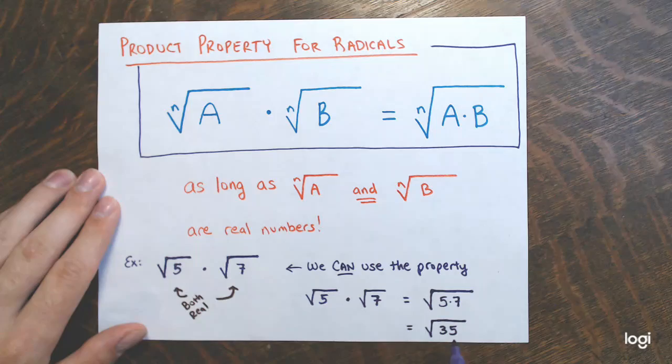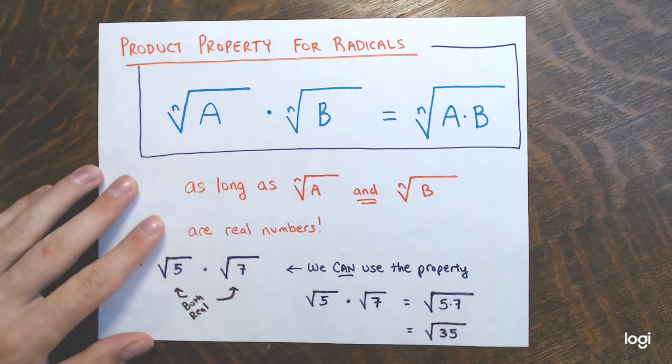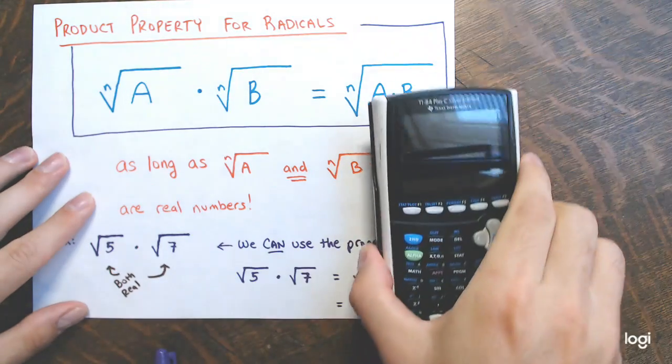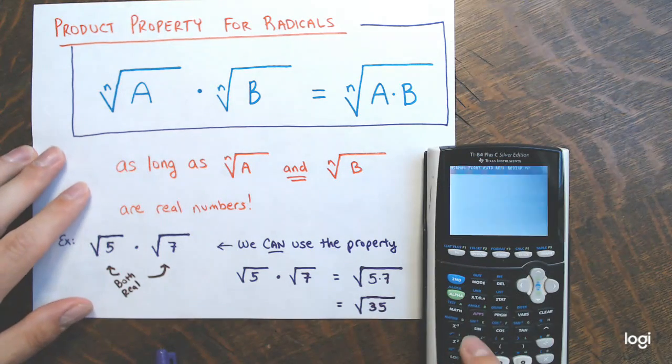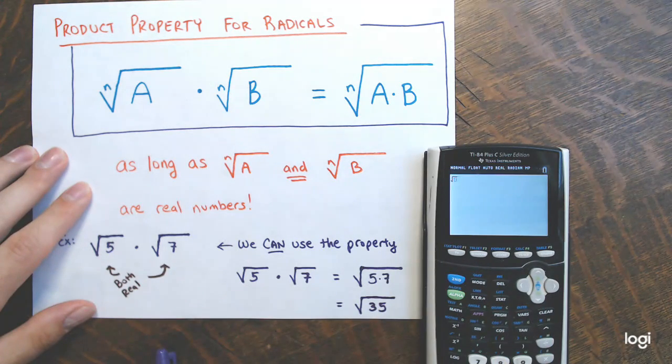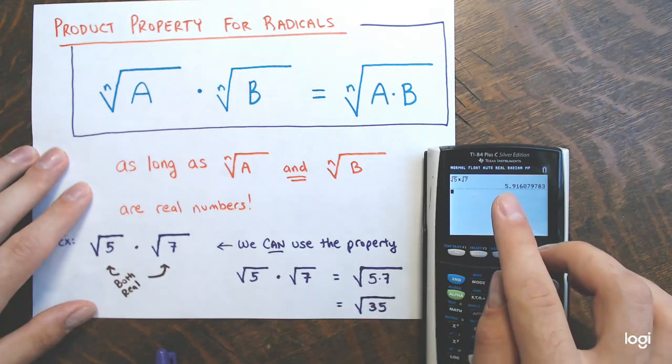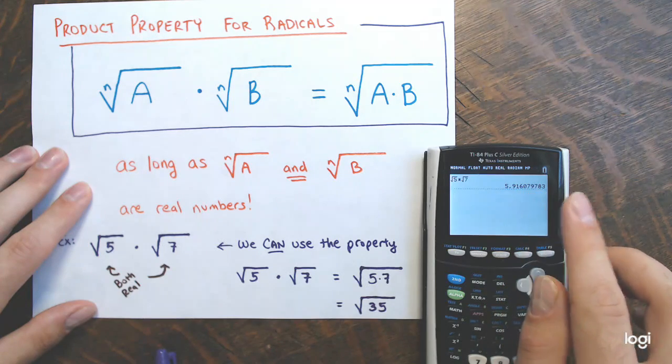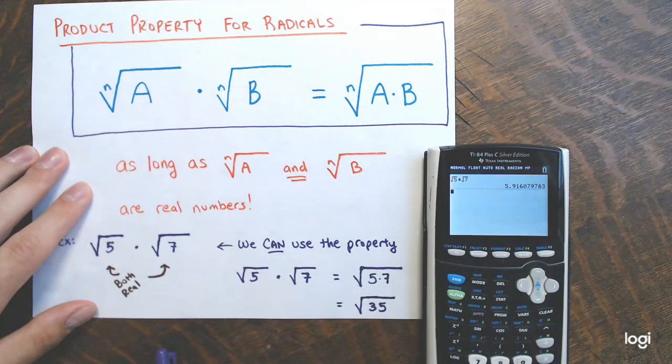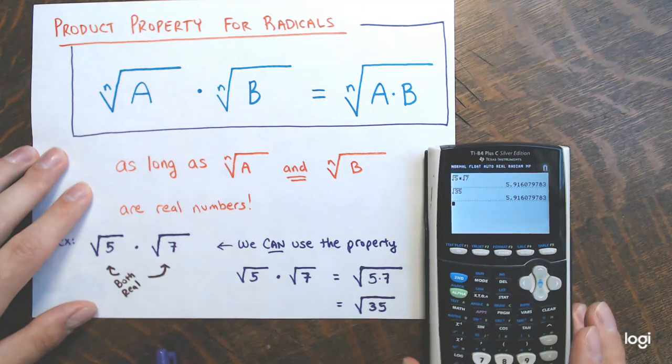If you want to punch these in a calculator and see, just do that real quick off to the side here. If I do the square root of 5 times the square root of 7, that number is equivalent to 5.916079, the crazy decimal. And then take a look at the square root of 35, the other side, and you'll see it is indeed the same number, 5.916 something.